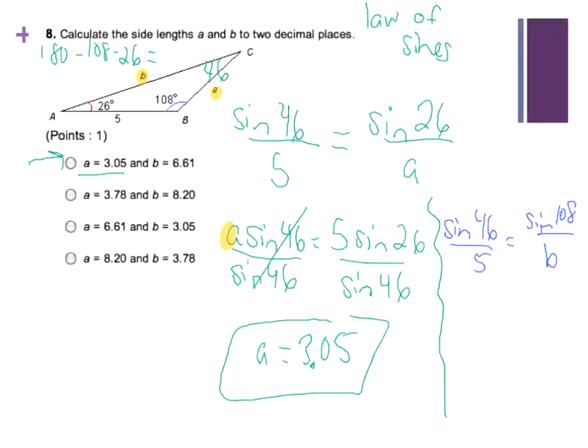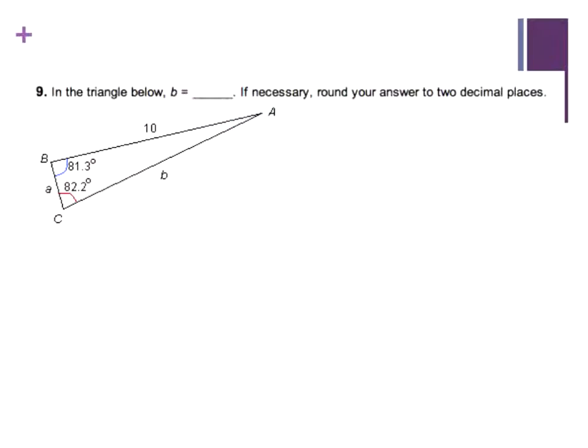Let's cross multiply and solve, and you should get that B equals 6.61. Yep, so you do get what they got. I just want to make sure that you know it still works the same way. Okay, great job. Law of sines.